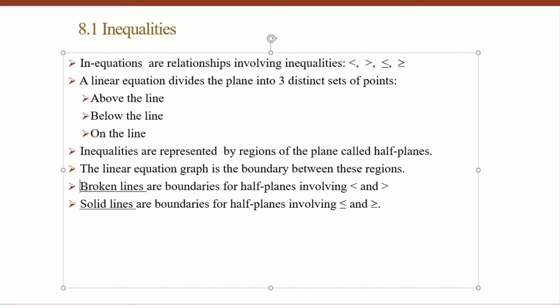A broken line, this is where students always go wrong. When do you draw a broken line and when do you draw a solid line? You draw a broken line when it's more than or less than. You draw a solid line when it is more than or equal to or less than or equal to. Why is it a broken line when it's more than and less than? Because if I'm saying more than, it doesn't include the line. It's above the line. Less than is below the line, doesn't include the line. Whereas more than or equal to, it is the line and above. Less than or equal to, it is the line and below. Therefore, you draw a solid line.